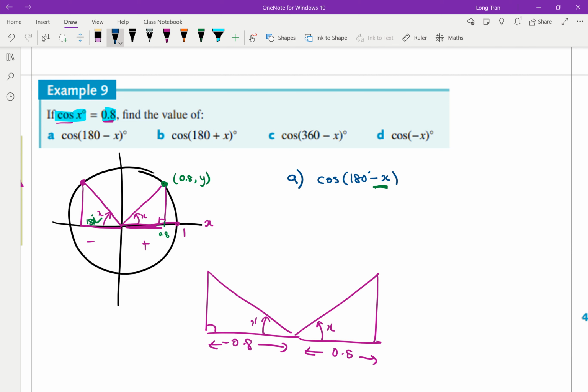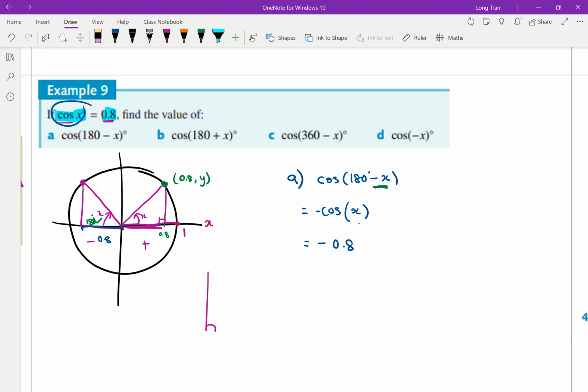So when I answer the question, they're asking me to find this horizontal length. Find the cos value, which is the x length, which is negative 0.8. So I can say that is the same as negative cos of whatever cos x is. Because they told me cos x is 0.8, I know it's negative 0.8. See what I'm doing there? So those are my intermediate steps. I need to know where I am in the unit circle and what I'm comparing with.